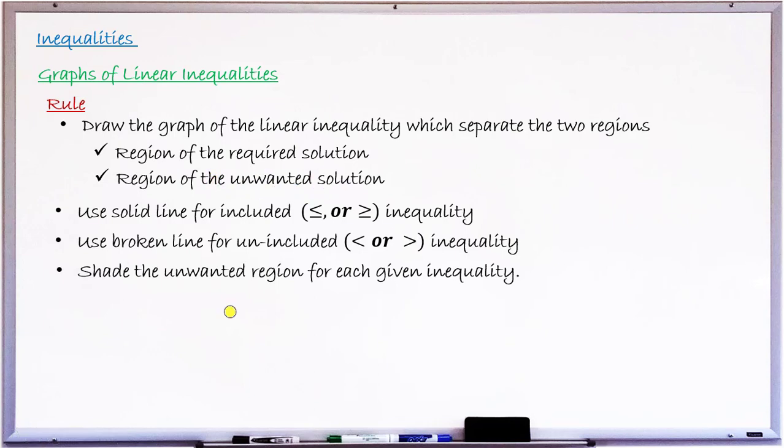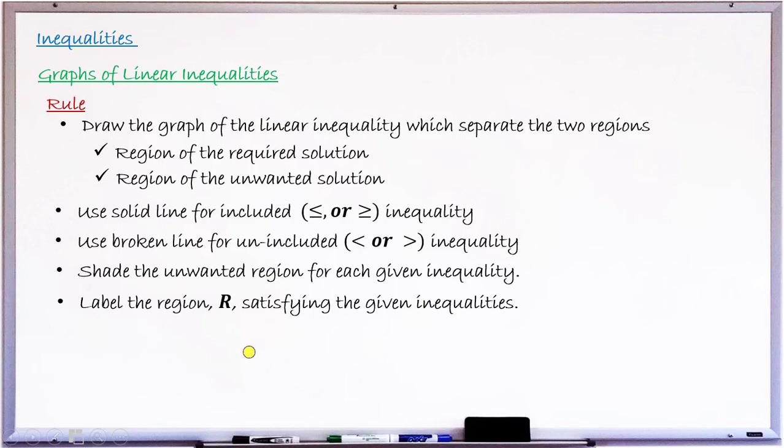And that region that gives the required solution, you have to label it R. You have to label it R, meaning you just write the capital letter R in that segment of the graph that gives the solution, meaning the part that is not shaded. We are going to take examples step by step, from the simpler one to the complex one, showing how we can now draw the graph of a linear inequality.